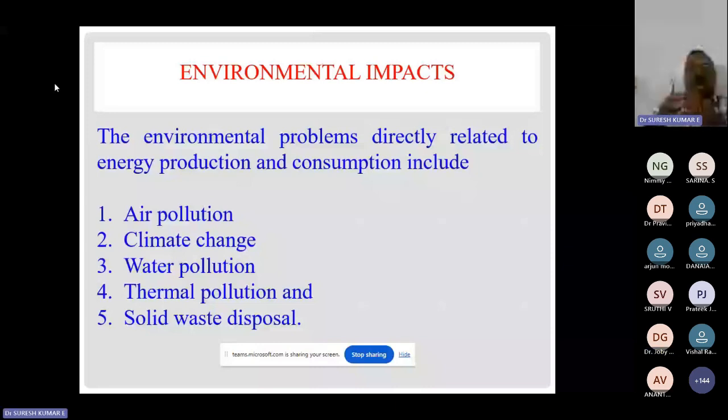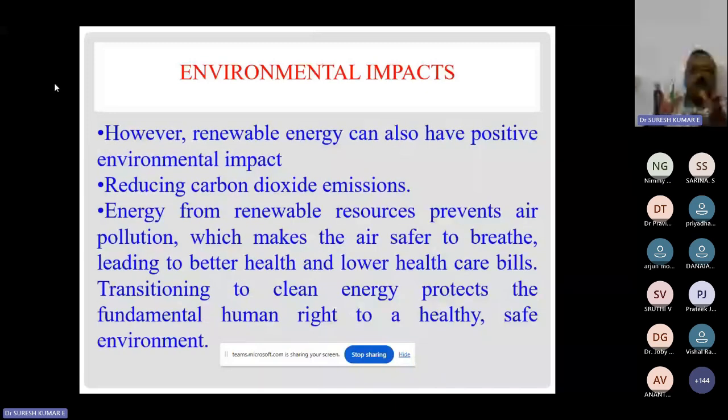Now, at the same time, we will see some positive aspects. As you know, the positive aspect is reducing carbon dioxide emissions. That's a positive one. A safer air we will get. That's the only positive thing.